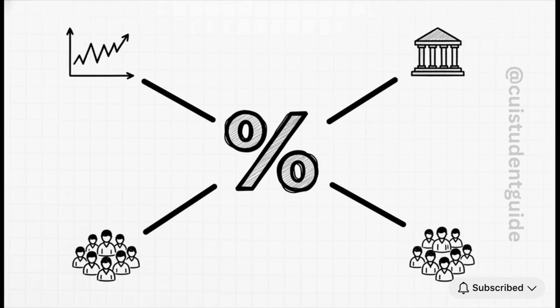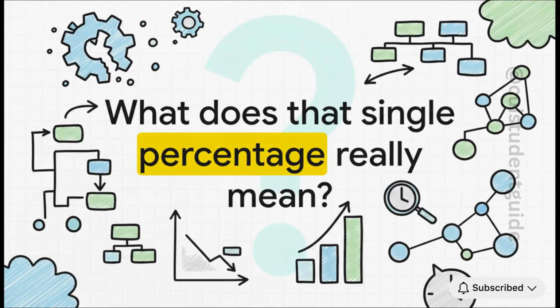It can send stock markets soaring or crashing. It can define entire political careers. And most importantly, it has a real-world impact on millions and millions of lives. A tiny shift can signal boom or bust for the whole country. So what does it really mean?